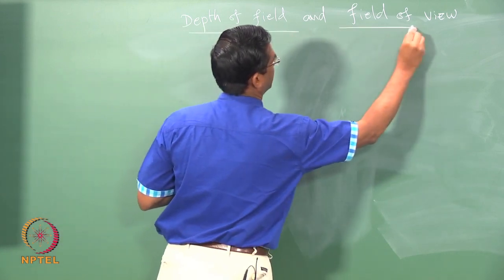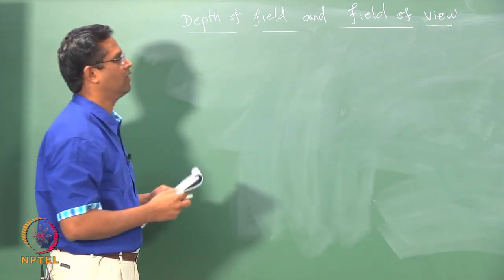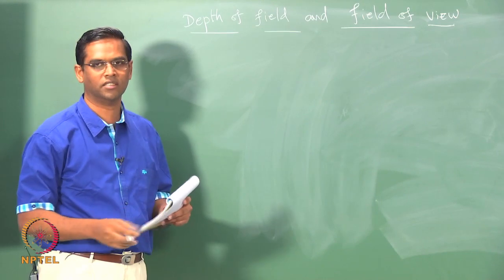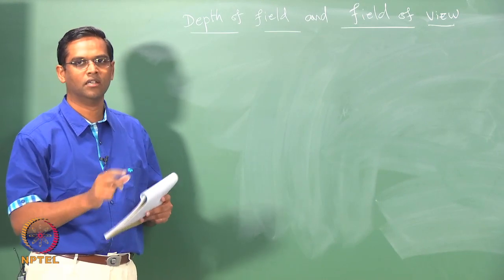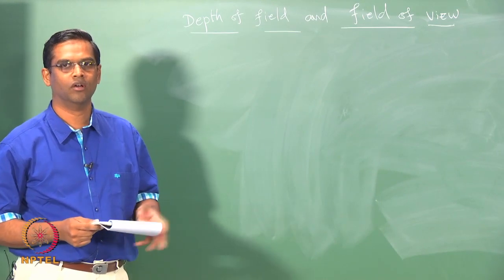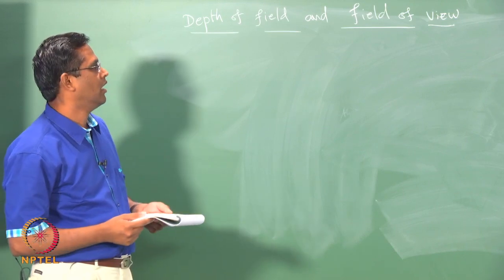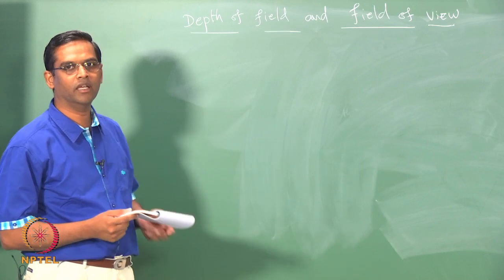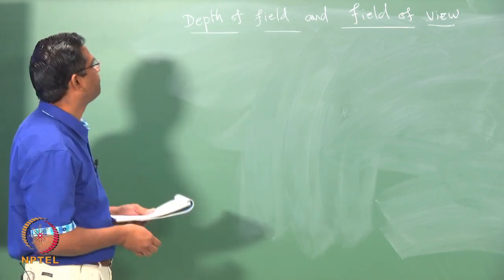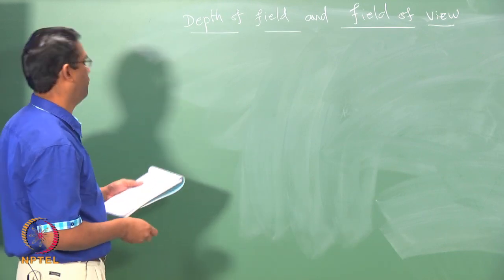We will also look at the other concept, field of view, that is, what is the region you will be able to view through your eyepiece or objective lens. That depends upon some basic quantities. So let us first look at the depth of field.